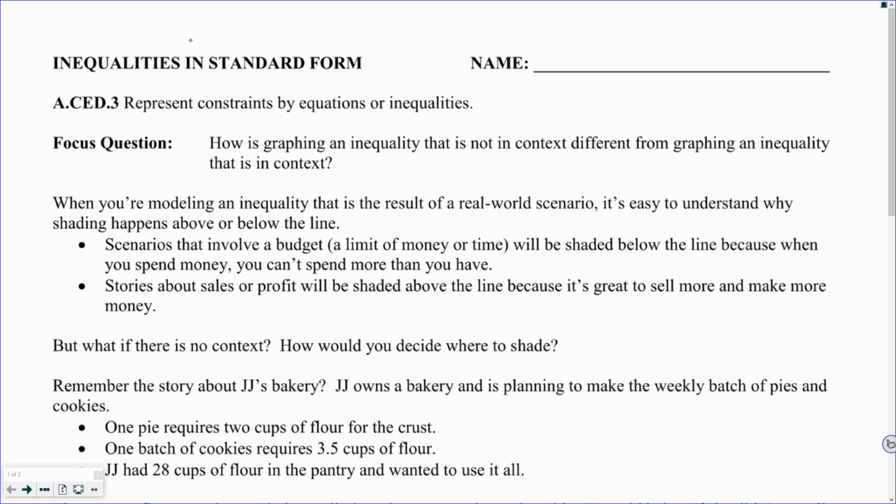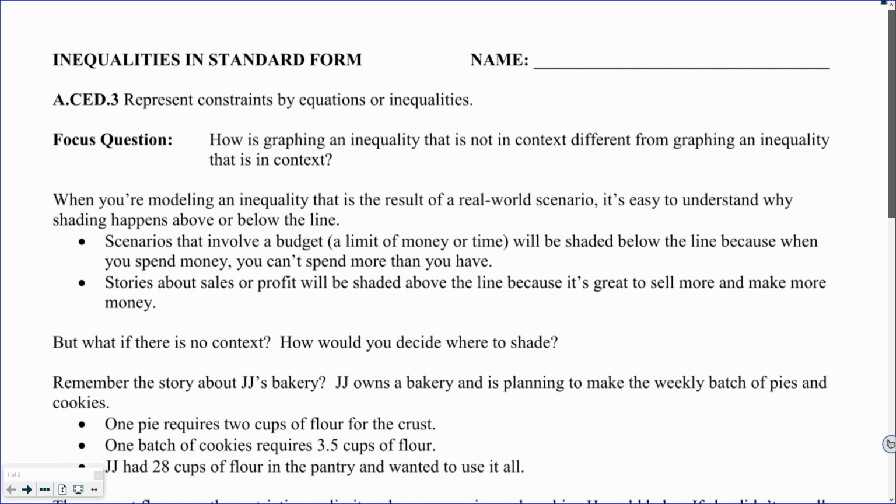So it says, how is graphing an inequality that is not in context different from graphing an inequality that is in context? So that's our focus for today. When you're modeling an inequality that is a result of a real-world scenario, it's easy to understand why shading happens above or below the line. Scenarios could involve a budget, so on and so forth. So you can read that. But when there's no context, where do you decide to shade?